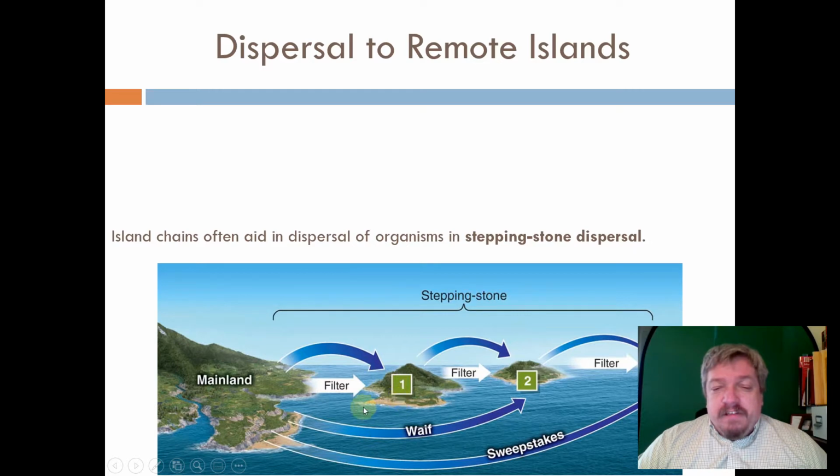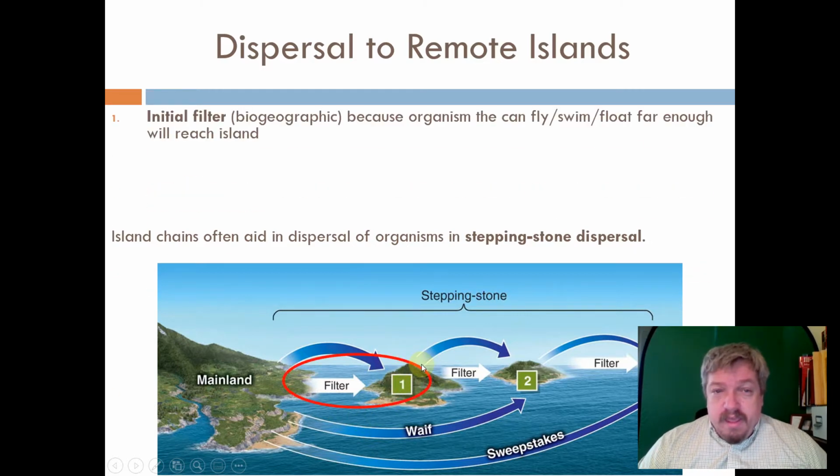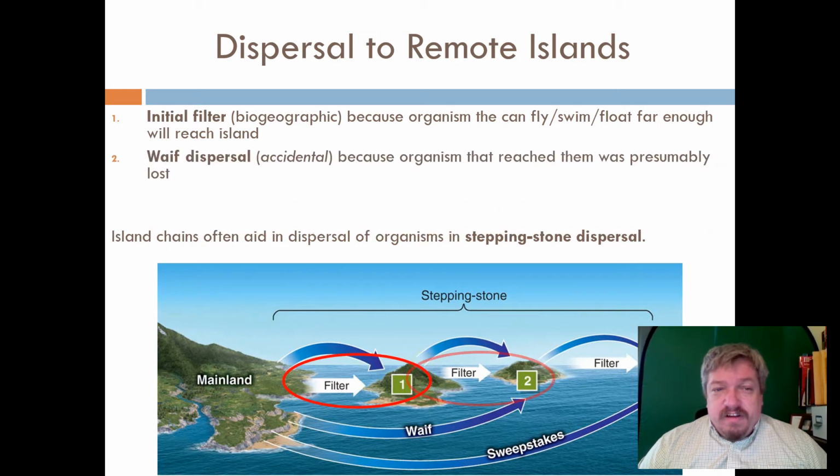Now, sometimes there's a bigger gap, say island number 1 wasn't here, okay, so that's the initial filter. Waif dispersal happens when, if island 1 isn't here, how does something get from the mainland to here? It's a little further out, okay, so that tends to be accidental. Maybe a bird got blown off course, or like we talked about, monkeys got stuck on a tree raft that floated out to the ocean, right? So this is a bigger filter. Fewer animals or plants will make this.